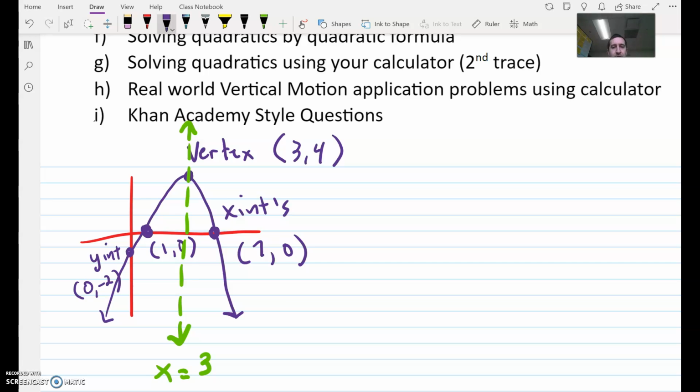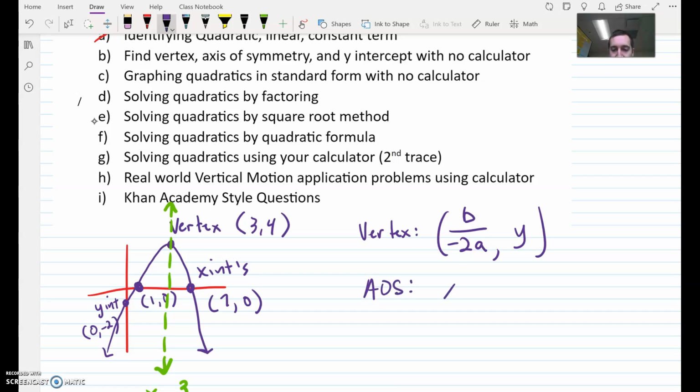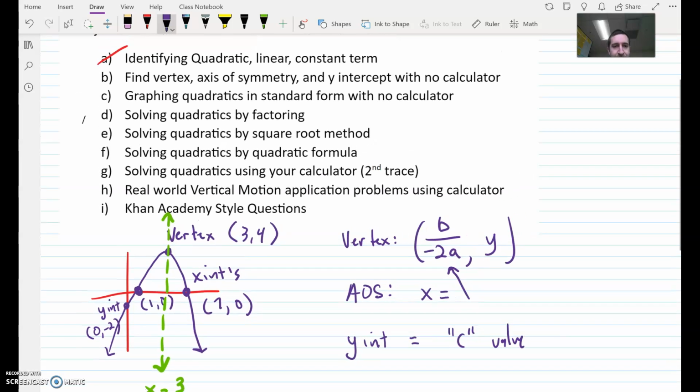Okay. So how do you find these algebraically? Well, to find the vertex, just a refresher, and then we'll jump over to Khan Academy. You do b over -2a, and then whatever you get, you plug it back into the equation to get your y value. Once you know the vertex, the axis of symmetry is just x equals whatever that is. And then the y-intercept is always the c value, right? So once you have those pieces, you are ready to graph and reflect.